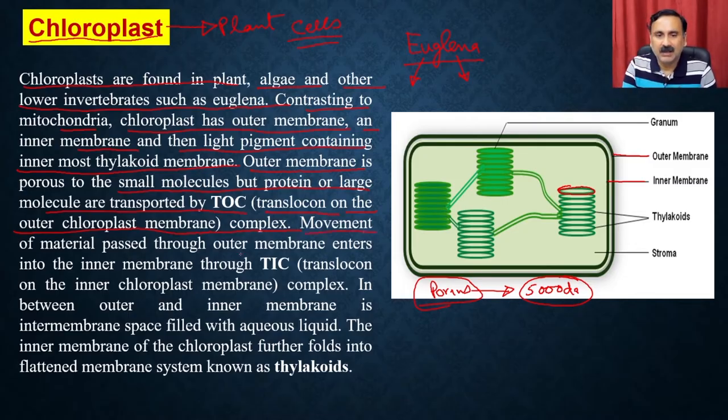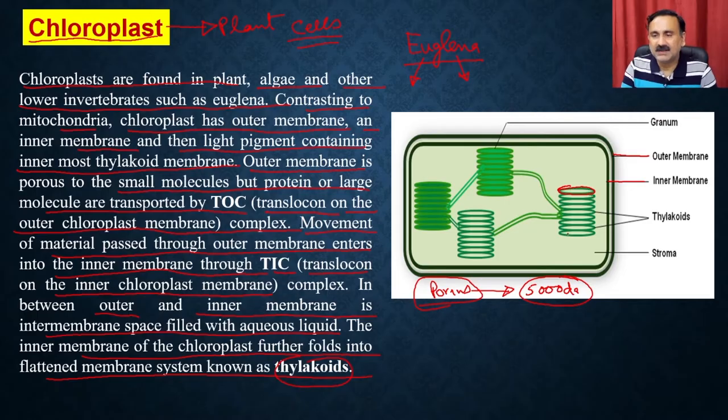The material that passes through the outer membrane enters the inner membrane through another complex called the TIC, the translocon on the inner chloroplast membrane. So the TOC is the translocon present on the outer chloroplast membrane, whereas the TIC is the translocon present on the inner chloroplast membrane. Between the outer and the inner membrane is the intermembrane space, which is filled with liquid, and the inner membrane of the chloroplast further folds into a flattened membrane system such as the thylakoid.